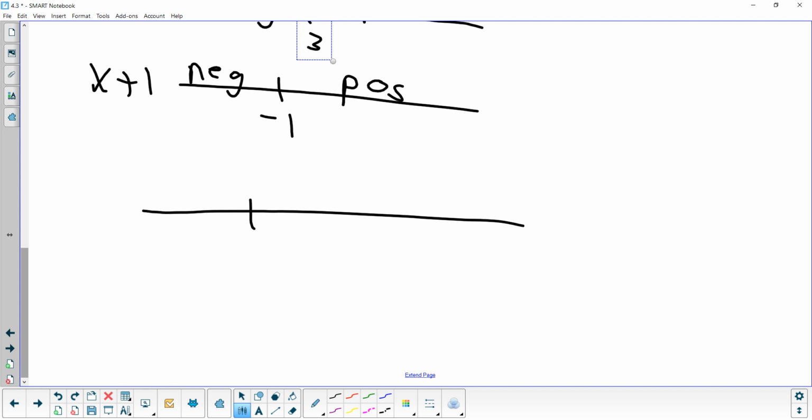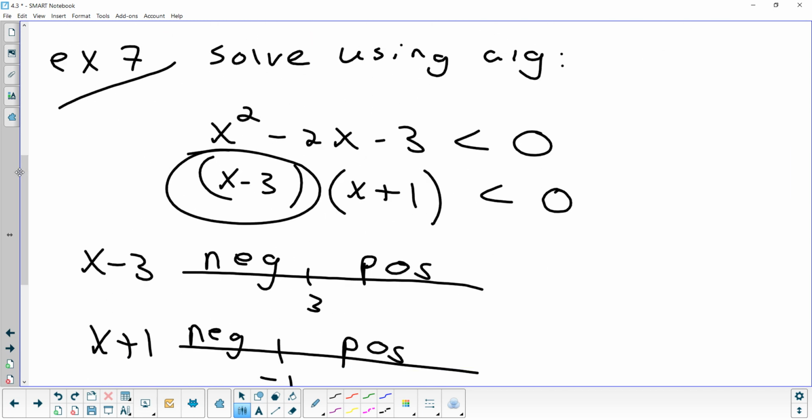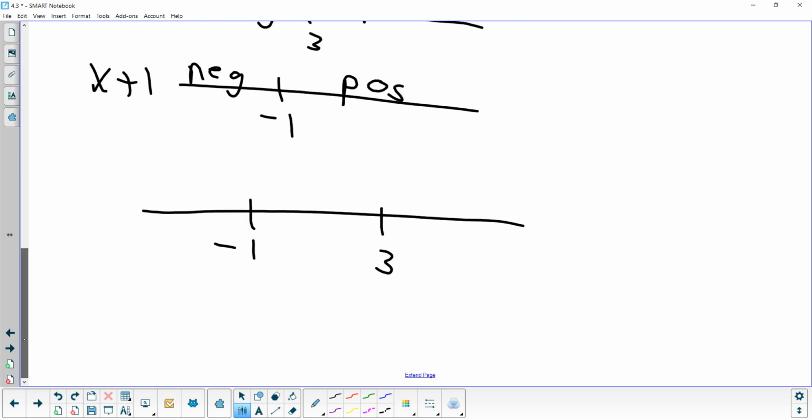Let's look at the number line. Those two roots are going to split your number line into 3 sections. The less than -1, the between -1 and 3, and the more than 3 section. We're looking for the sections that come out negative. Okay, let's see if we can find those sections. Let's start with the less than -1.